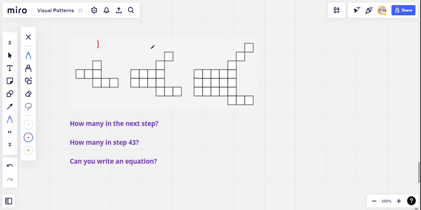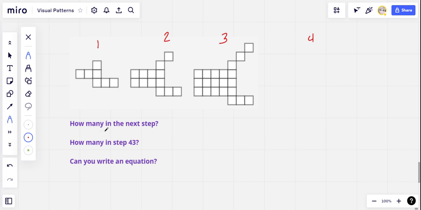Here's our pattern today. Here's step 1, here's step 2, here's step 3, and your challenge is to predict the number of squares in step 4. If you can do that, can you predict the number in step 43? And can you write an equation that could be used to predict the number of squares in any step at all? If you'd like to accept that challenge, pause the video and see what you can do.